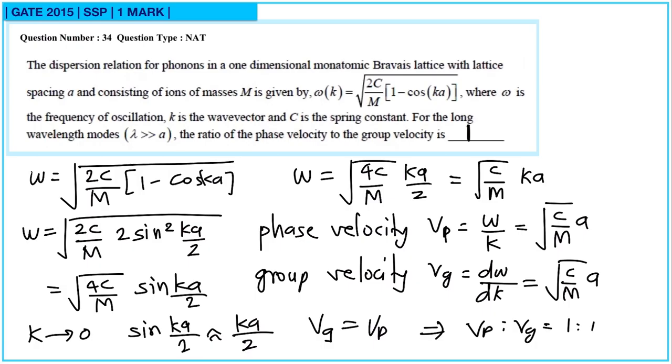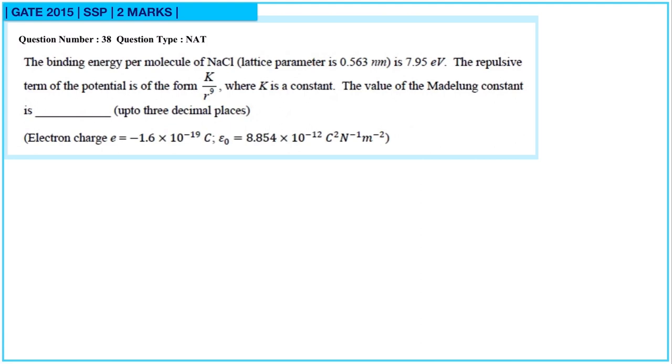Next question. The binding energy per molecule of NaCl, lattice parameter 0.563 nanometer, is 7.95 electron volt. The repulsive term of the potential is of the form k upon r raised to 9, where k is a constant. The value of Madelung constant is? Now this is repulsive interaction.